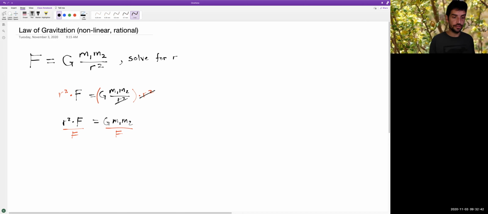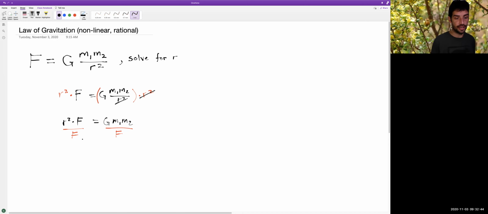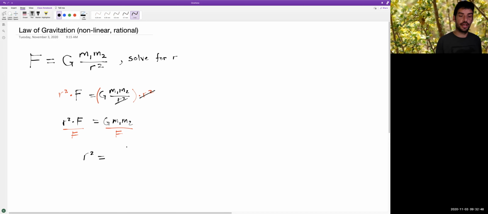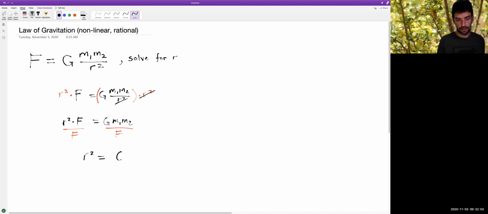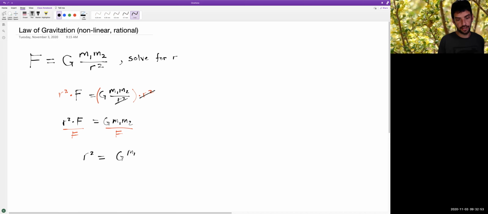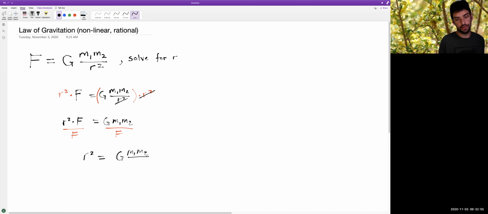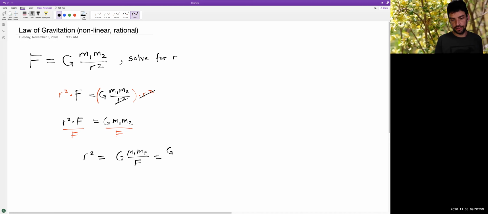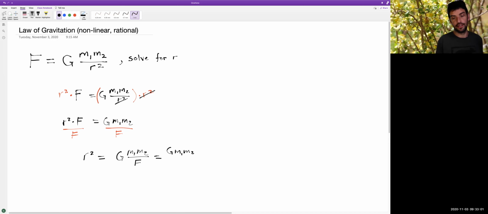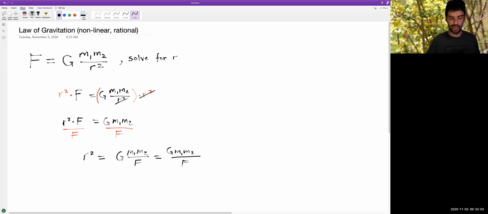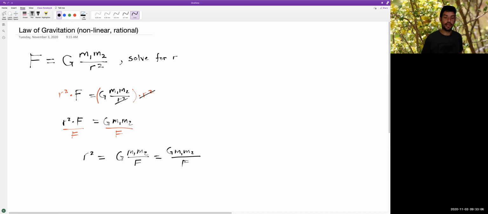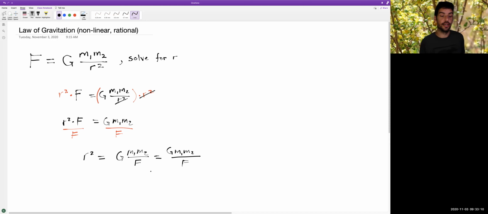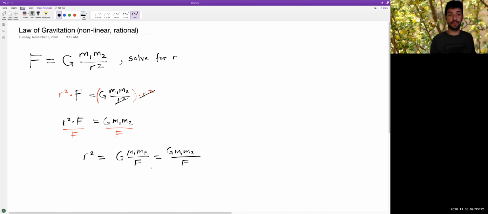So again, using the cancellation law on the left, we've gotten rid of that F, and over here I've got G m1 m2 over F. And it's perfectly reasonable to also write this in this way, right? The G, just by habit, I tend to put it out front, and so that's the way that I've written it here. Okay, last step, we've got r squared.